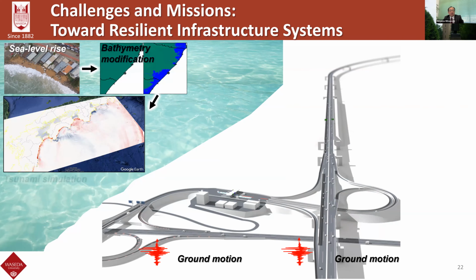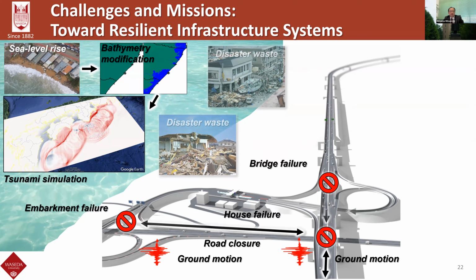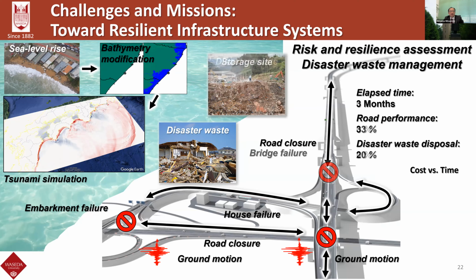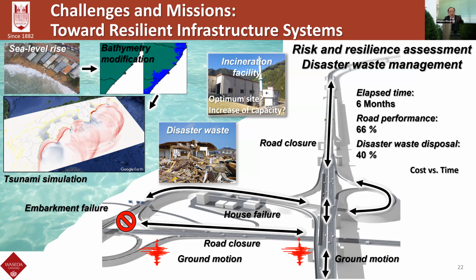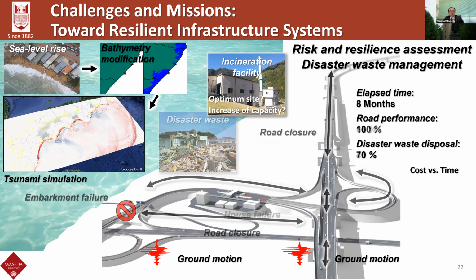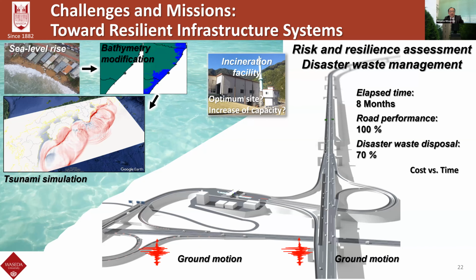So intensified tsunami due to climate change, in addition to strong ground motion, damages many bridges and causes a lot of disaster waste. So it is very important, before the occurrence of the anticipated Nankai trough earthquake, to establish the procedure of how the estimated debris generated by the disaster will be managed, considering deterioration of road network functionality.